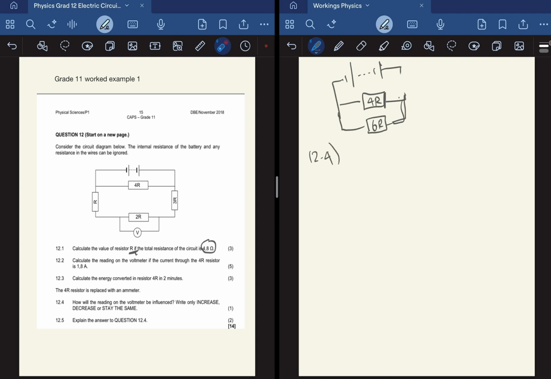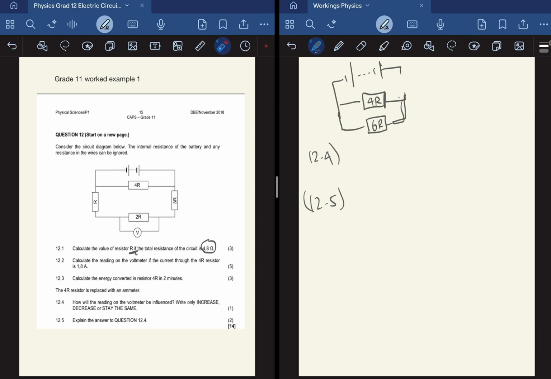12.4 says the 4R resistor is replaced with an ammeter. How will the reading on the voltmeter be influenced? Right, only increase, decrease, or stay the same. Let's also incorporate 12.5. What do you know about the ammeter? What properties does an ammeter have? Number one, we learned that an ammeter has very low resistance. And low resistance means more current flows through it.